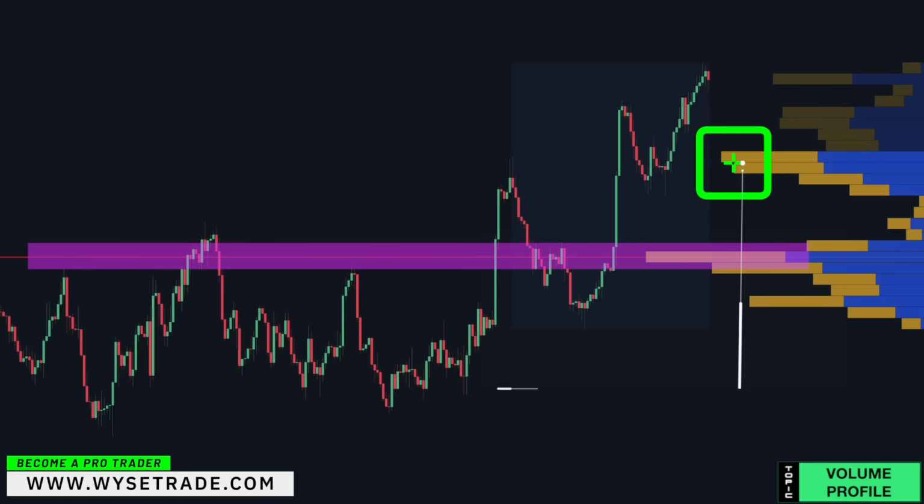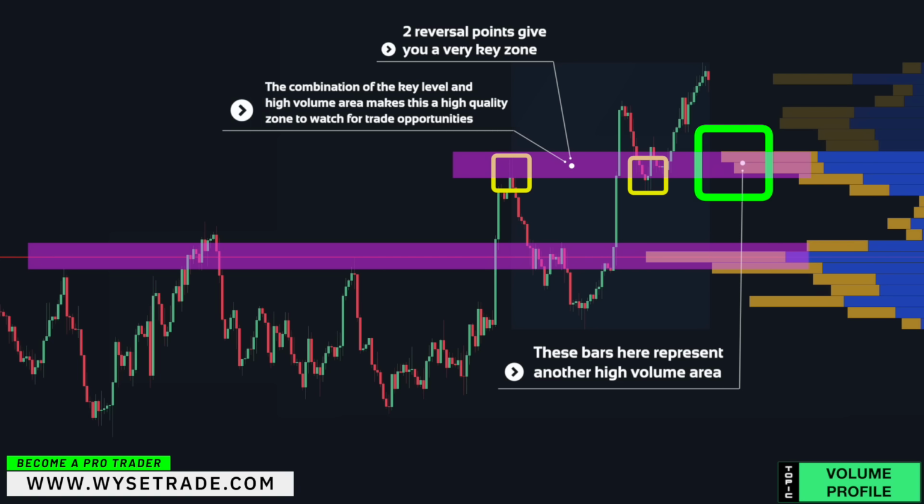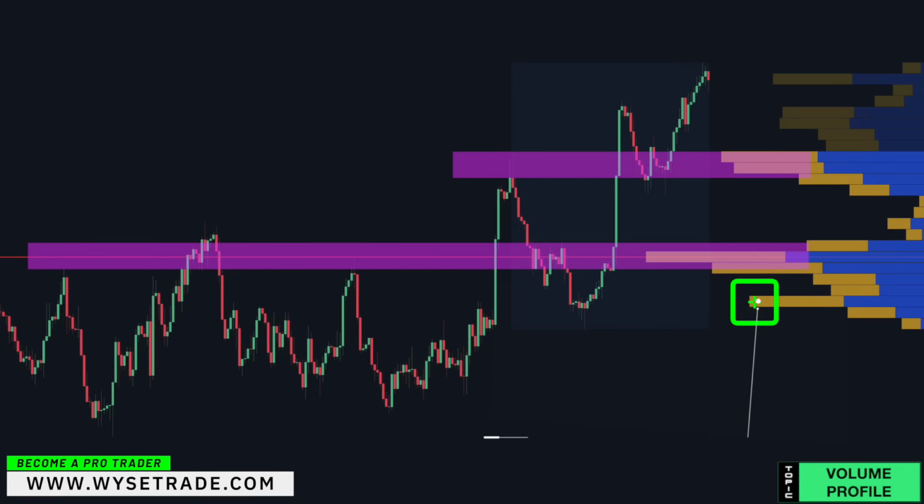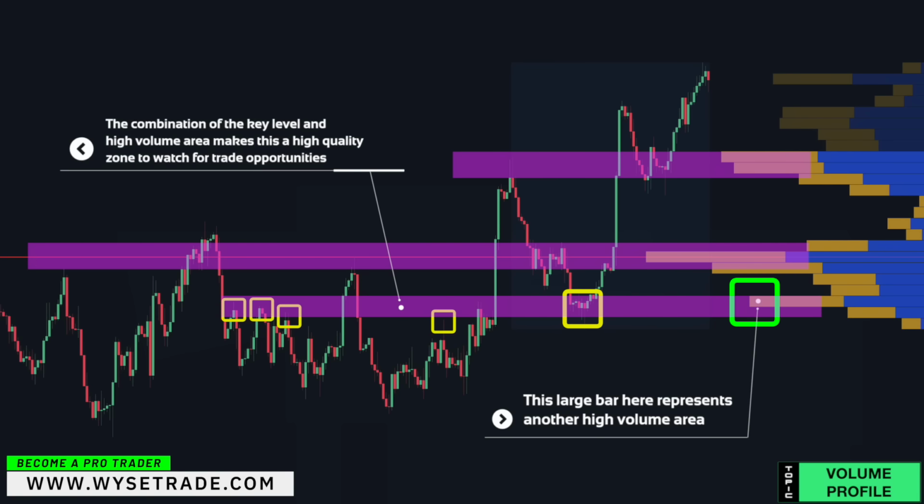Now, these bars here represent another high volume area. These reversal points here represent a key level. The combination of the key level and high volume area make this a high quality zone to watch for trade opportunities. You then have this large volume bar here that is also where you have multiple reversal points of price, giving you another high quality zone to watch for trade opportunities.